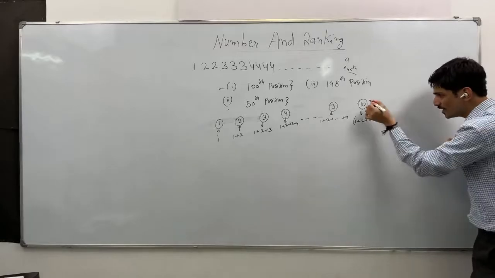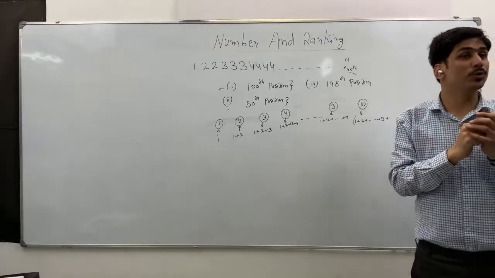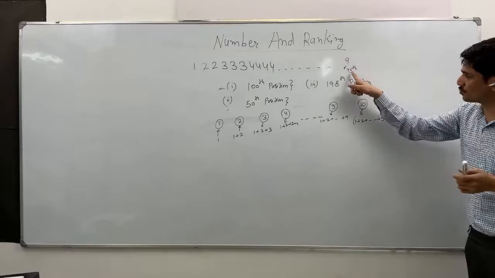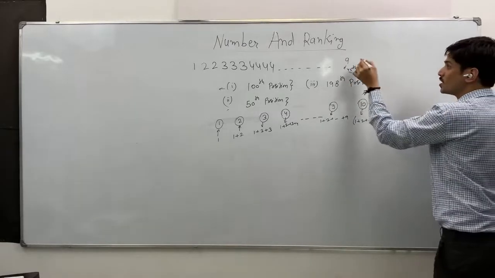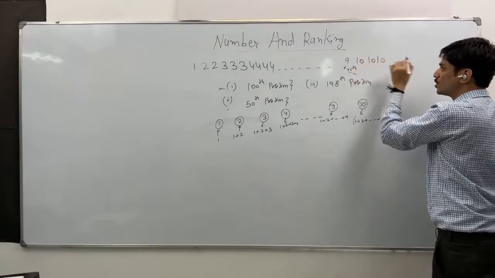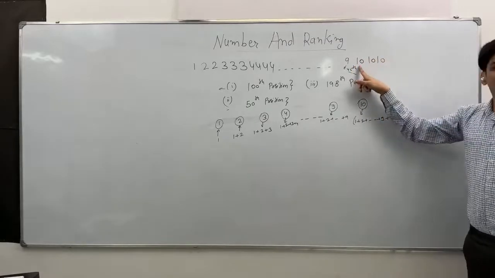So here if you are writing 10, right? So what will you do? From here itself you can easily answer. You say 45th position, what did you get? 9. After that, what will start? 10 will start. So can I write 1 0 1 0 1 0? So from here you can say 46th position, what will happen?